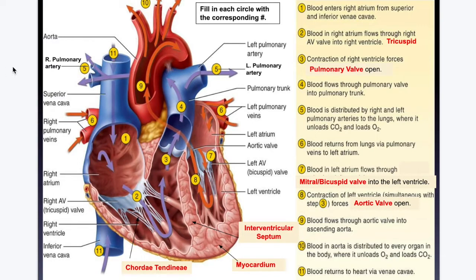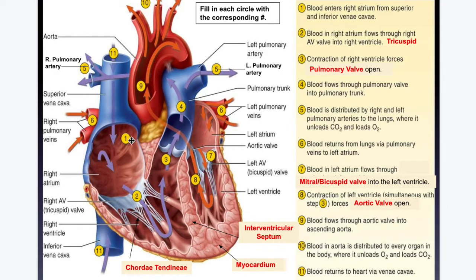Okay. Here we have, again, just another look. We're going to do a lot of looking at these different diagrams, so this one's a little bit different, but still going through the blood flow. You're going to need to fill in each circle with the corresponding number, and it has the steps listed over here. So the first thing that happens, we're going to start inside the right atrium.